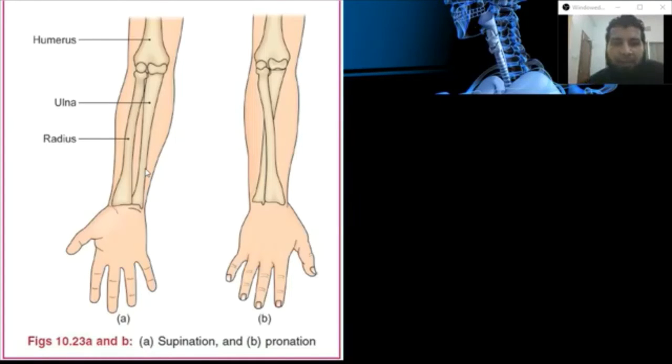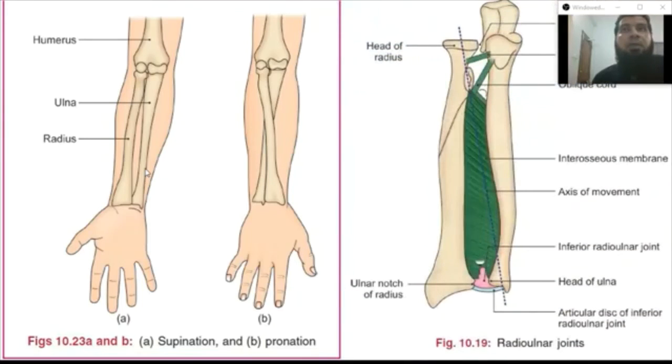And what are the pronator muscles? Muscles for pronation. These are the pronator quadratus and pronator teres. So this is showing the superior and inferior radioulnar joints, and this is the middle radioulnar joint, which is a syndesmosis variety of fibrous joint.